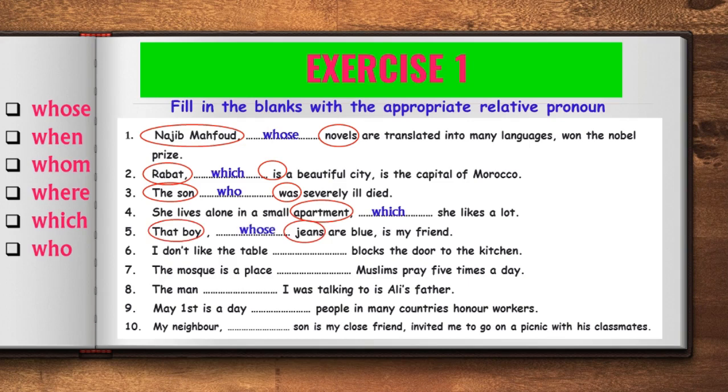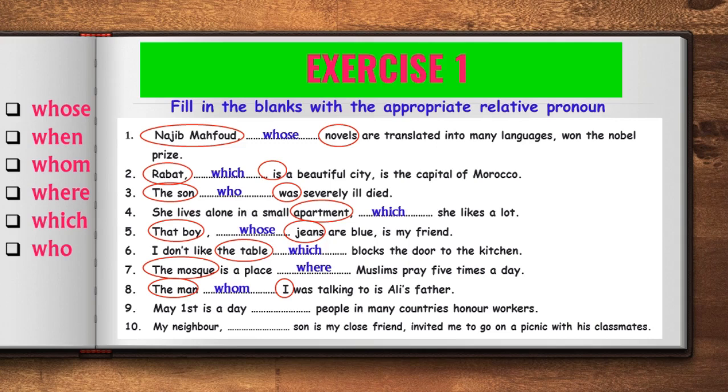I don't like the table which blocks the door to the kitchen. We're talking about the table. A table is an object or a thing, so we're going to use which. The mosque is a place where Muslims pray five times a day. So here we've got the mosque, it's a place, where Muslims pray. Very good. The man whom I was talking to is Ali's father. We've got a subject here, and then the person, so we're going to use whom.